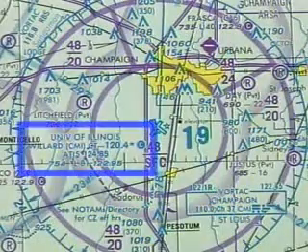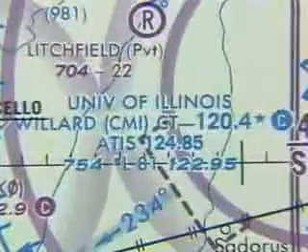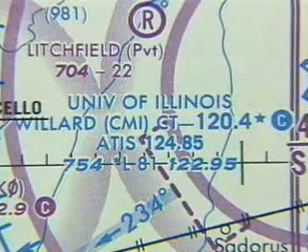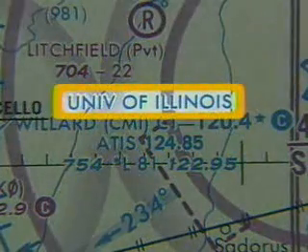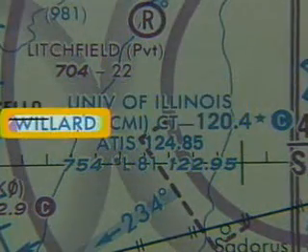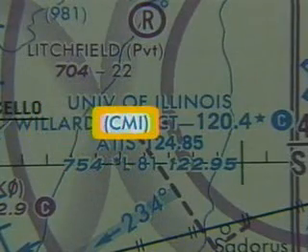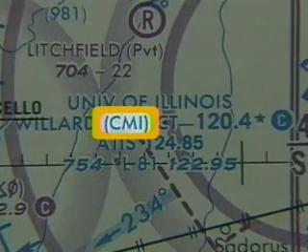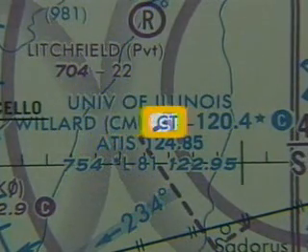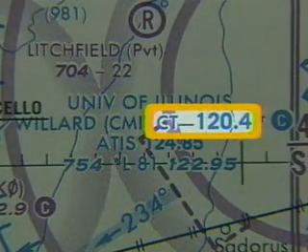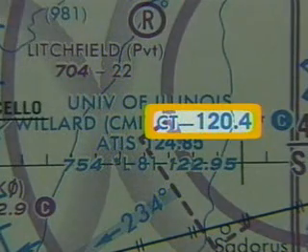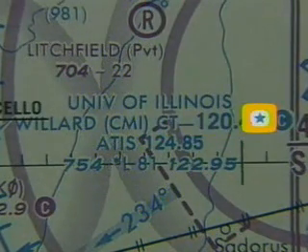Near the airport diagram, you will find the name of the airport and information about its facilities. This is the University of Illinois Willard Airport. The abbreviation after the airport name is its three-letter identifier. CT indicates there is a control tower at the field, and it has a primary frequency of 120.4. The star means that the tower does not operate continuously.